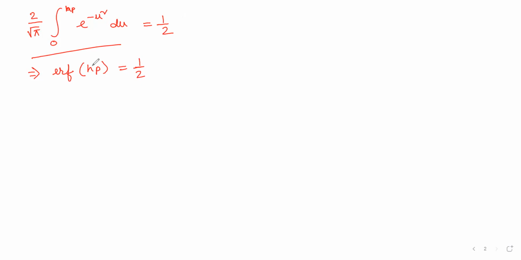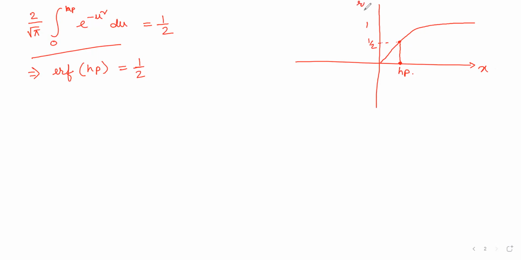So if we look at the curve for the error function, we saw something like this. This value was 1. This was x. So half would be somewhere here. So this is the half point, and this is the value of x which we need. So this gives us HP. So half from the curve of the error function. This is the error function of x.